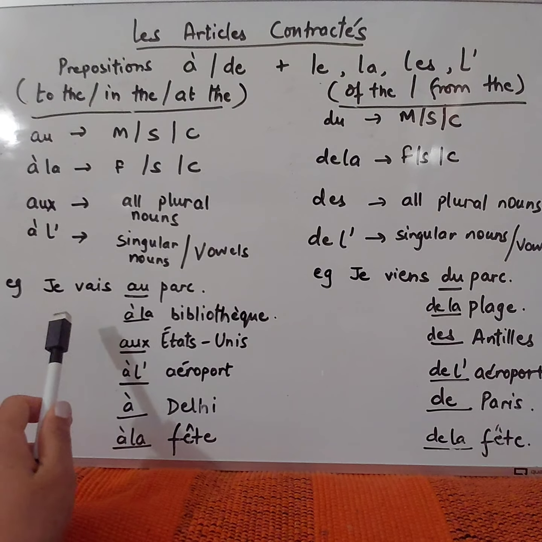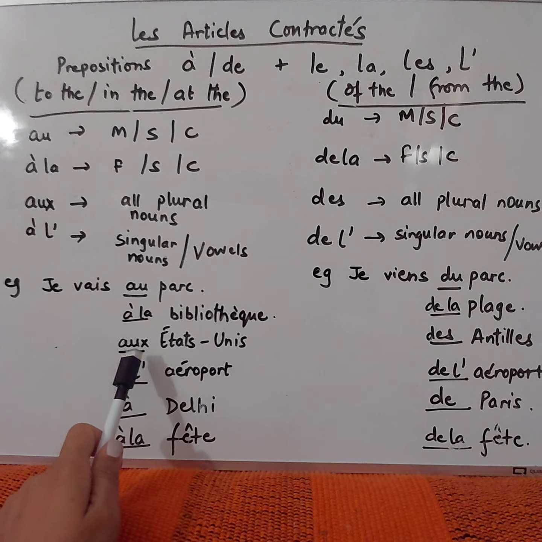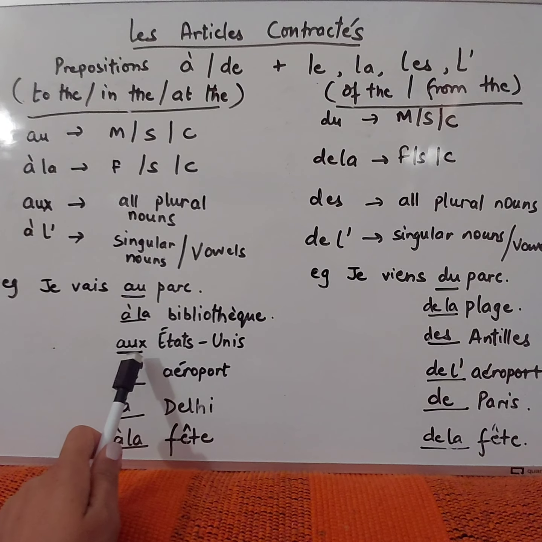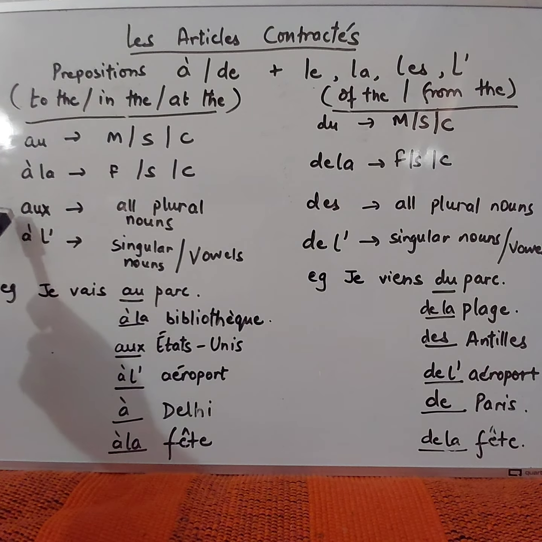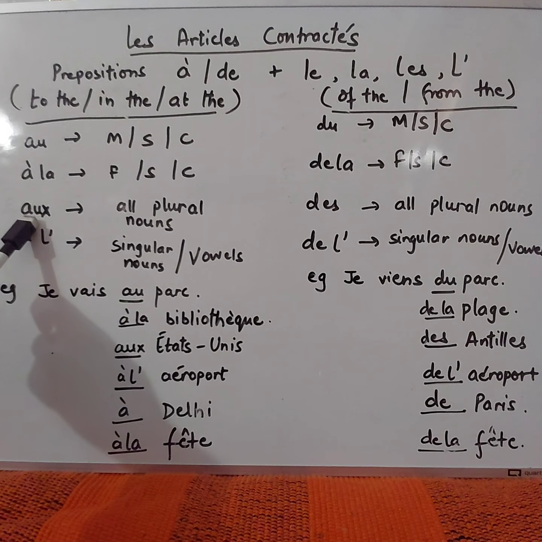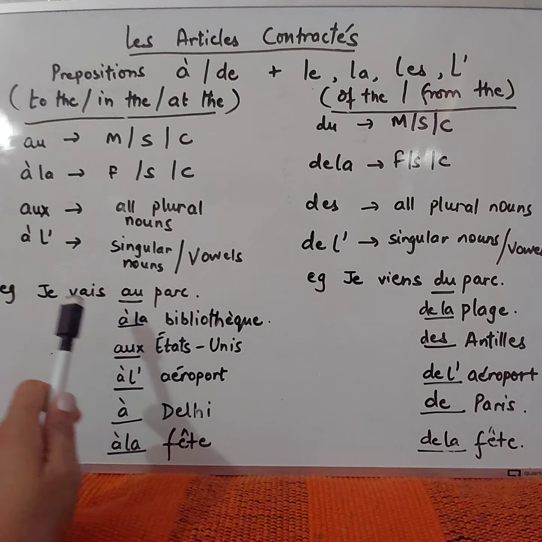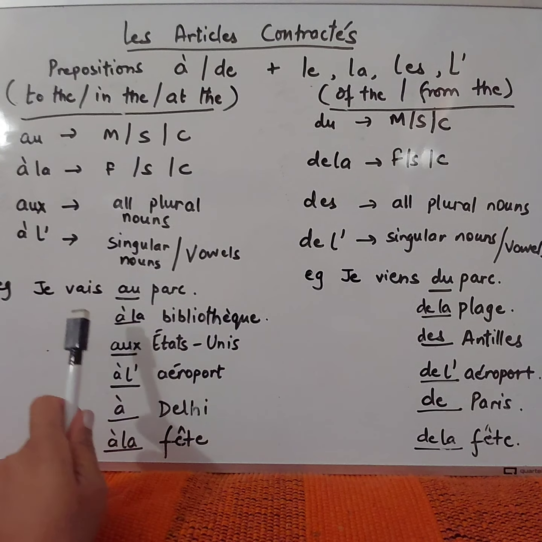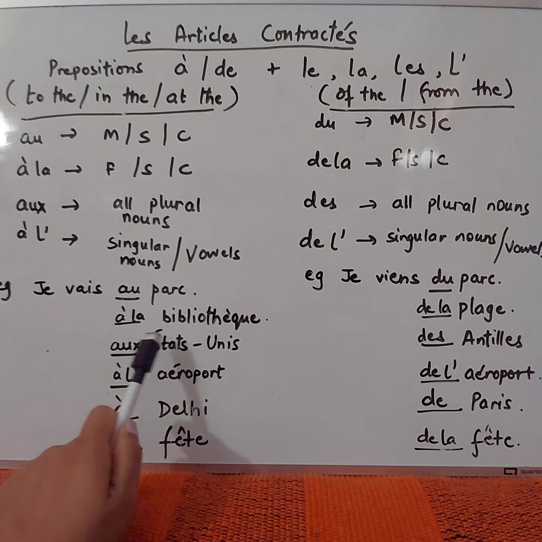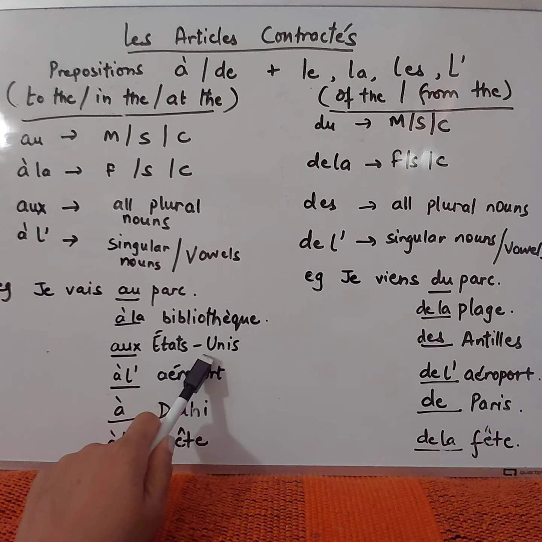Similarly, now I have to say I go to the United States. I have to say to the, and United States is a plural noun or a plural country, so I take aux before it. So I'll say je vais aux États-Unis. Je vais aux États-Unis, right?